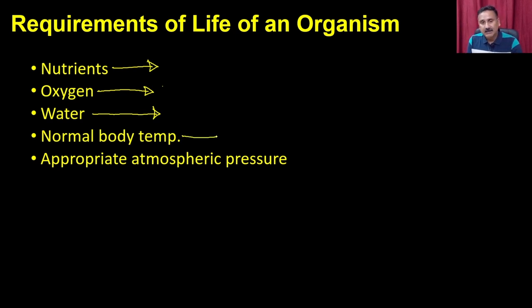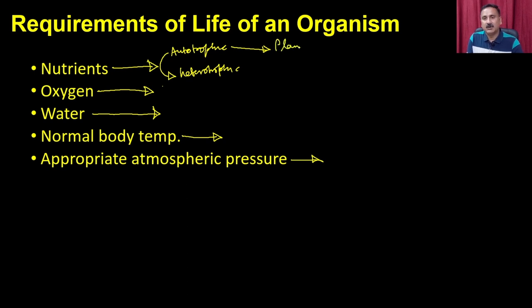Then we also have to maintain the body temperature, and we also have to maintain the pressure within the body. As far as nutrition is concerned, organisms have adopted different modes of nutrition. It could be either autotrophic nutrition or heterotrophic nutrition, and the machinery to acquire the nutrition is different in each. Autotrophic nutrition is present in plants, where they acquire the energy from the sun, and that is how they carry out the chemical synthesis of molecules.